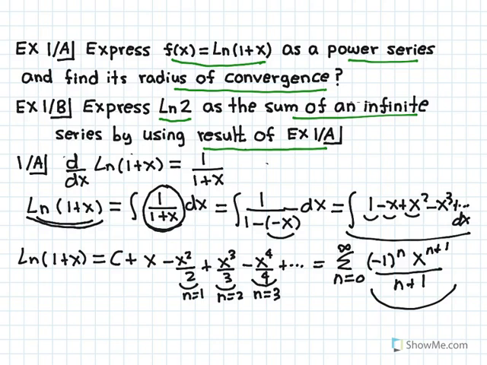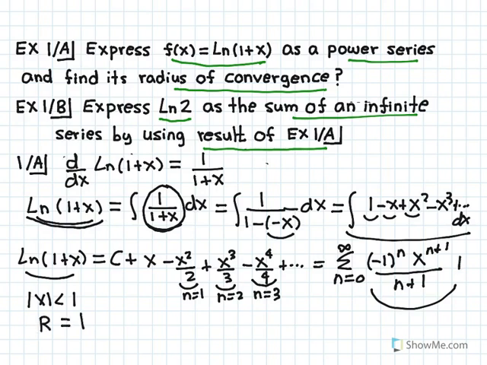All right. So now we have the power series representation of log of 1 plus x. And the radius of convergence doesn't change. It is absolute value of x is less than 1. The radius of convergence, r, is equal to 1.